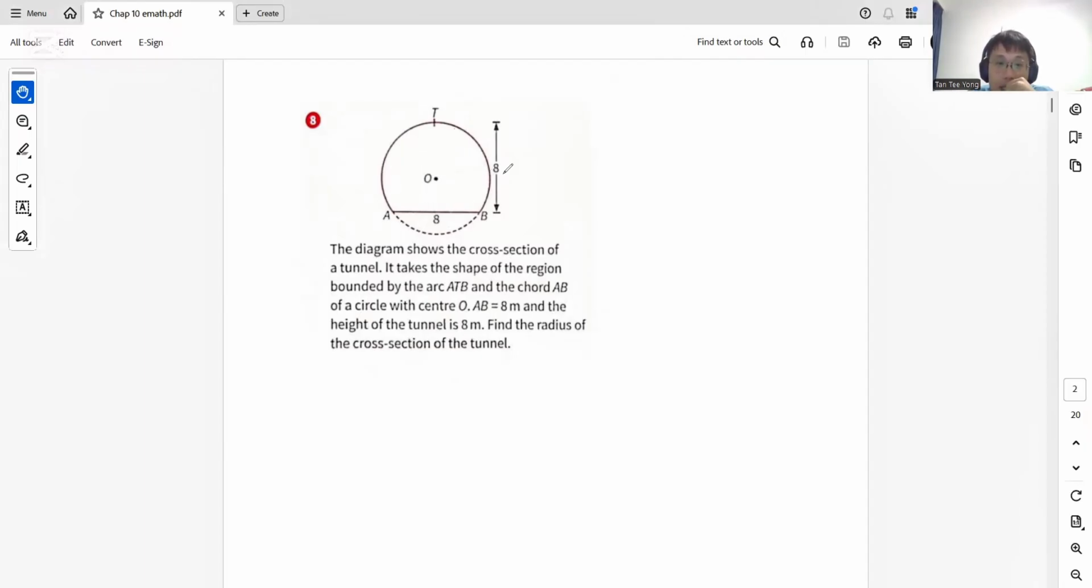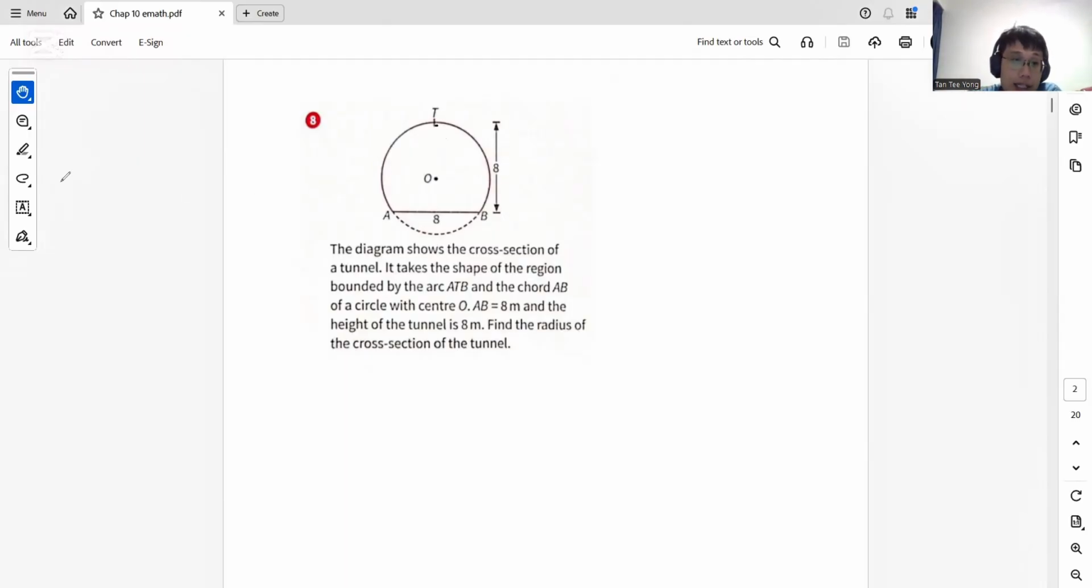Okay, so read on. It has a circle with center O. AB is 8 meters and the height of the tunnel is 8 meters. So that means this part here is 8 meters, as shown by the diagram over there. So find the radius of the cross section of the tunnel.